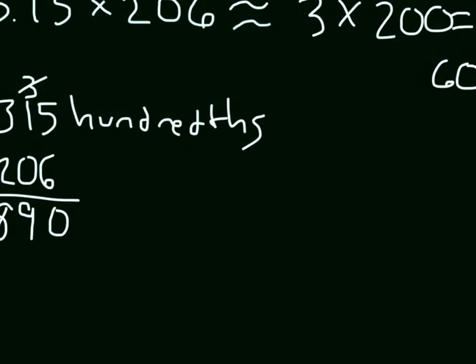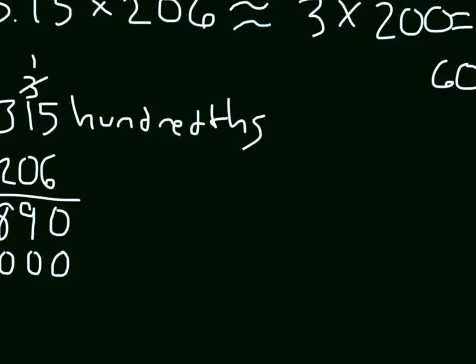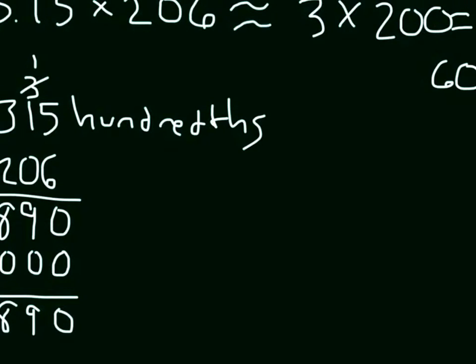so we can move on to the 2 here, which is worth 200. That's why I will place 2 zeros. 2 times 5 is 10. 0, regroup a 1. 2 times 1 is 2, plus 1 is 3, and 2 times 3 is 6. Carefully adding those together, I get 64,890, but that would be hundredths.